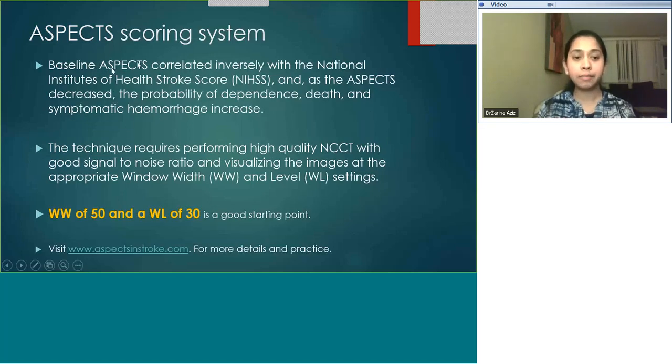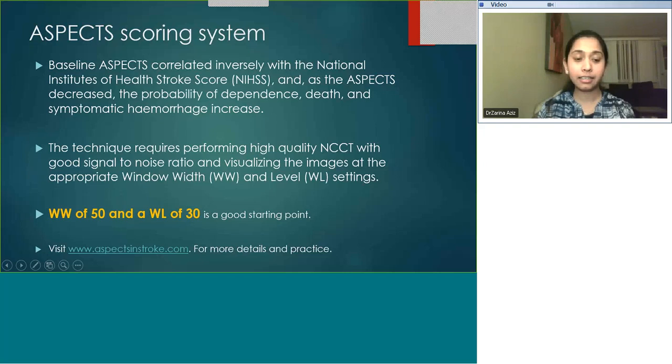And we have seen that this baseline ASPECT score correlates well with the stroke severity scale, and as the ASPECT score decreases, the probability of dependence, death, and symptomatic hemorrhage increases. So this technique requires performing a high quality non-contrast CT with good SNR and visualizing the images at appropriate window width and levels. Now the team of ASPECTS who have developed this scoring system have recommended a window width of 50 and a window level of 30 as a good starting point to look at the areas of stroke involvement.